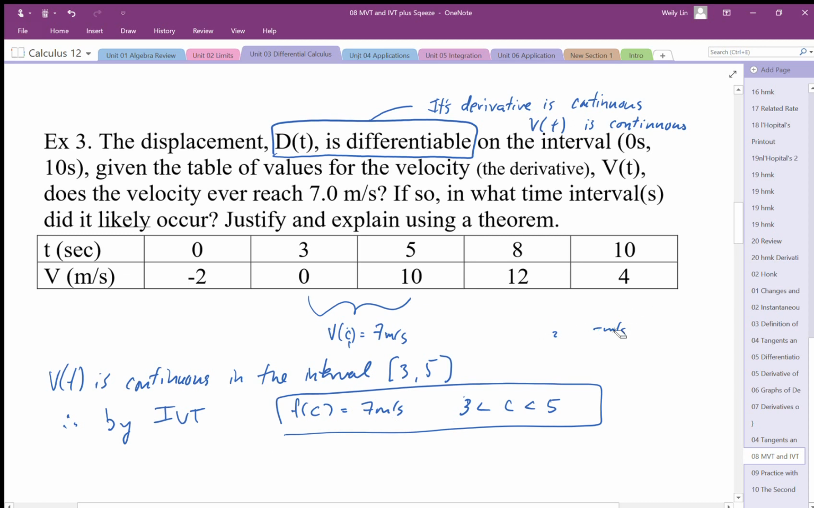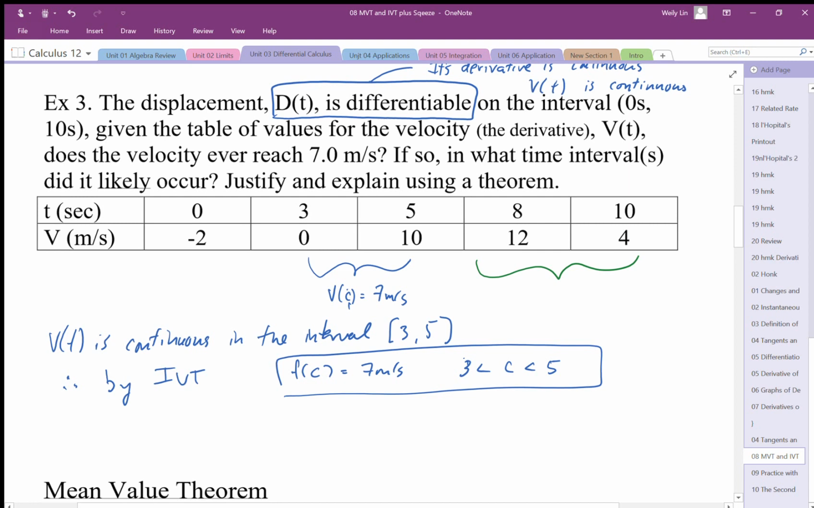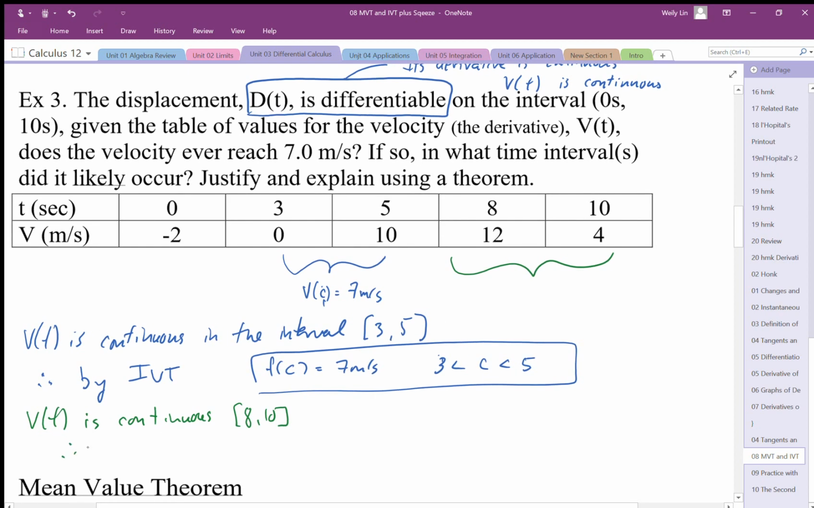Okay, so I'm just going to change the color here because we'll do the same thing based on the intermediate value theorem again in this interval. So we also can say that v of t is continuous in the interval from 8 to 10. Therefore, by the intermediate value theorem, we know that v of c is equal to 7 meters per second in the interval between 8 and 10, where t is between 8 seconds and 10 seconds.